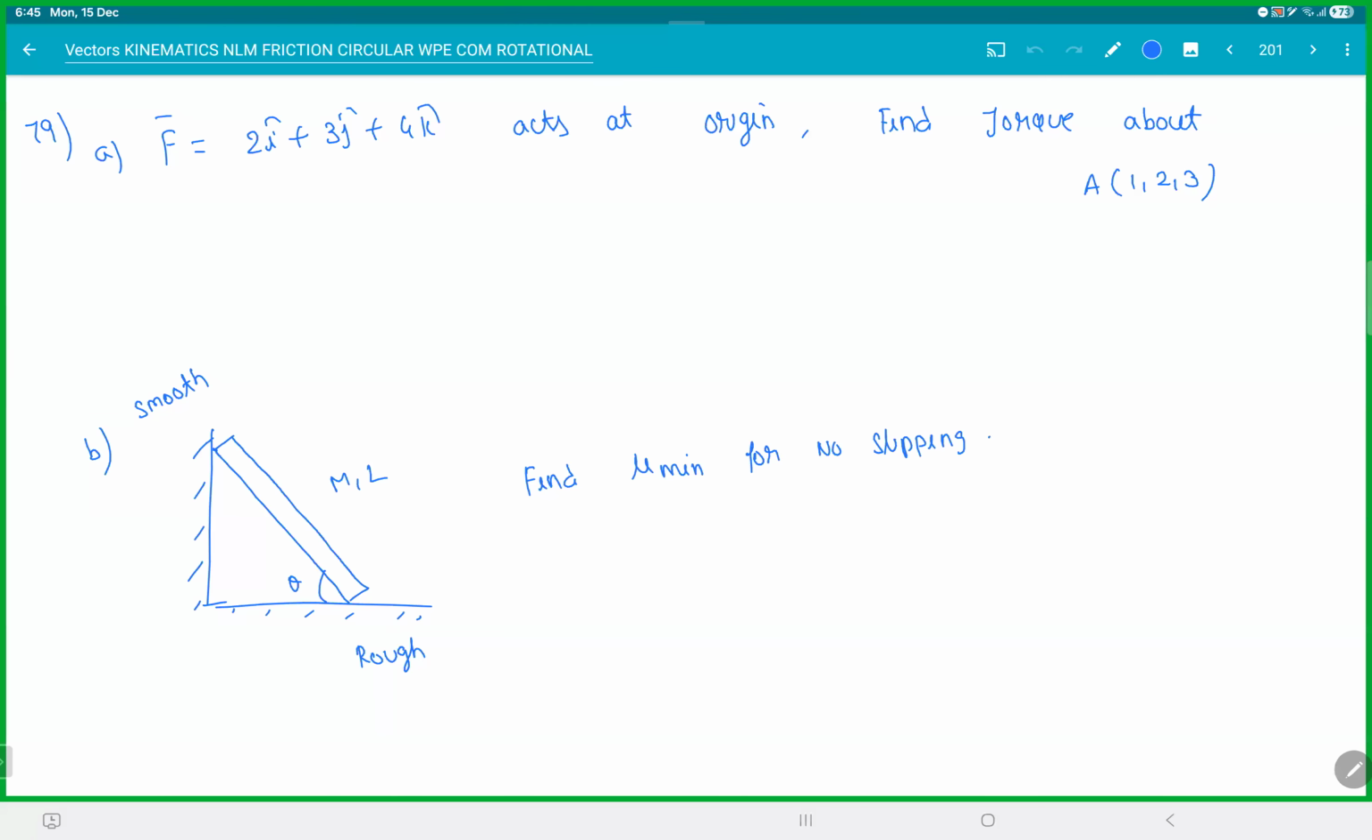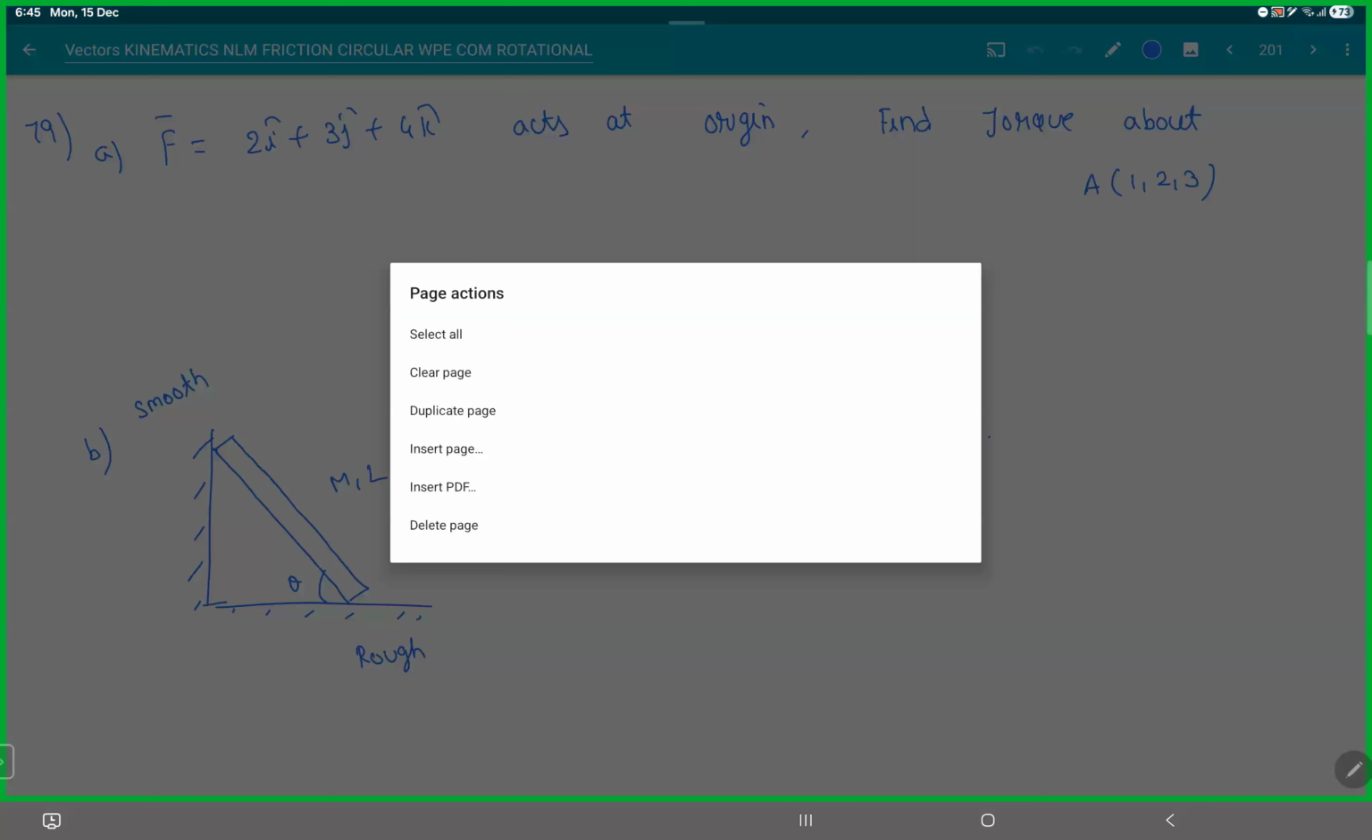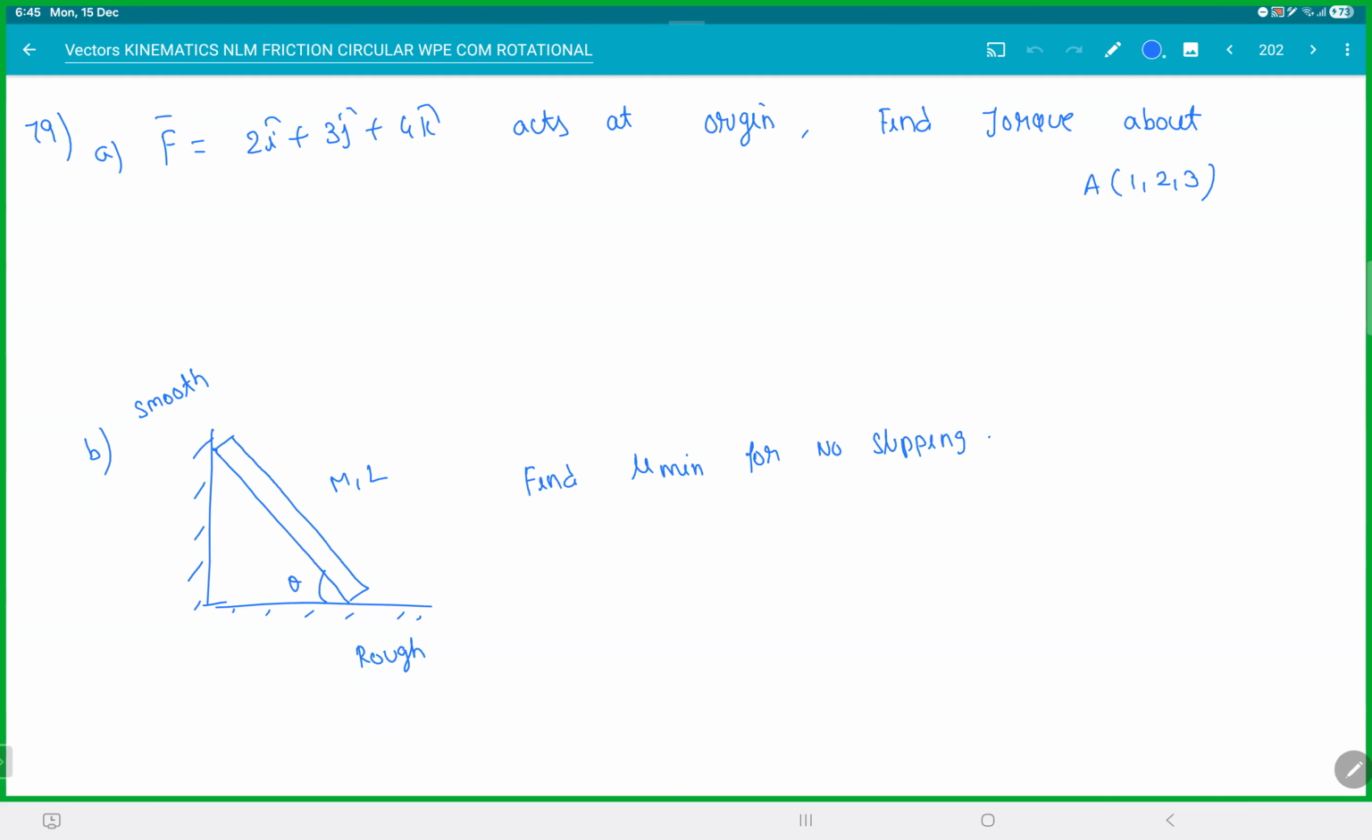Let's see. This is an easy one. But the first one is a very standard question, and most people goof up. Most people goof up, meaning it's a simple one. So if you remember the formula, torque is given by r bar cross f bar. What is r bar? R bar is a vector. It's not a position vector. Be careful. It is a vector from the axis to the point where the force is applied.